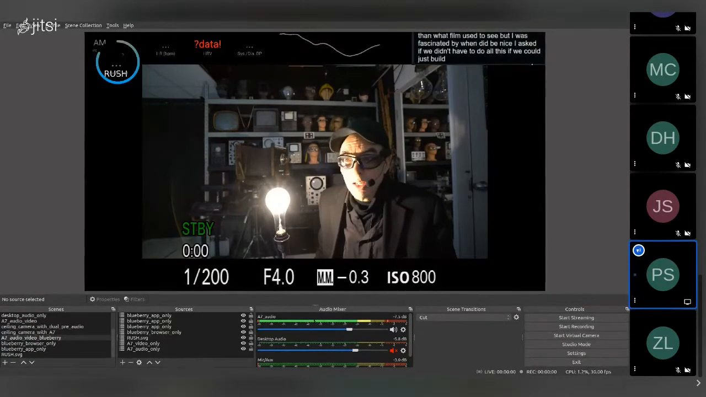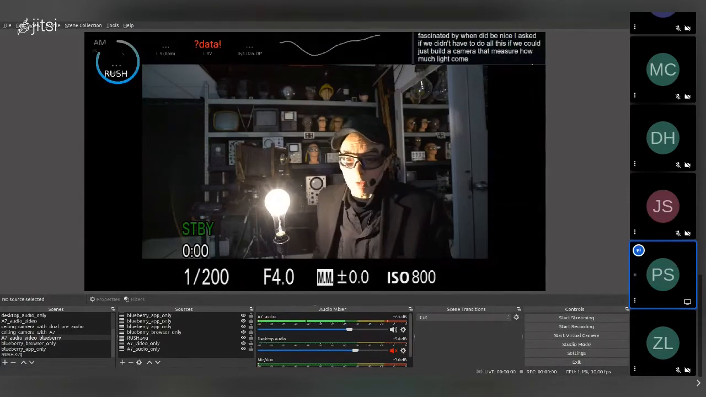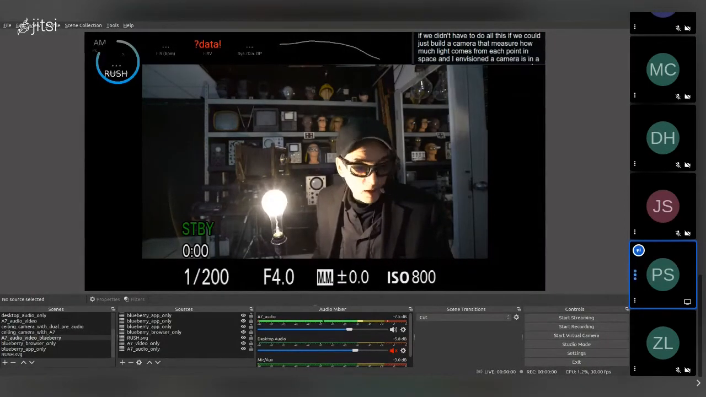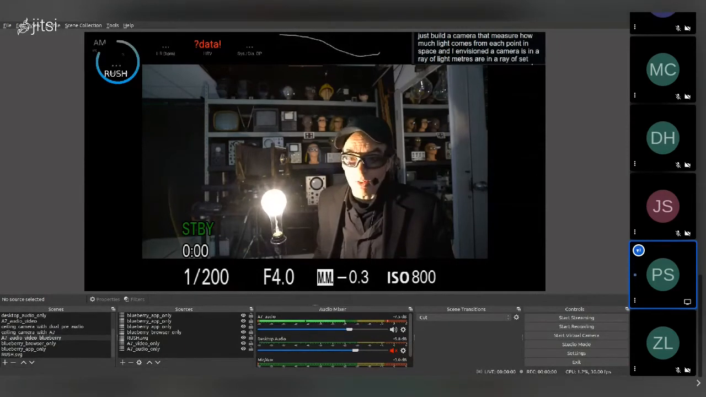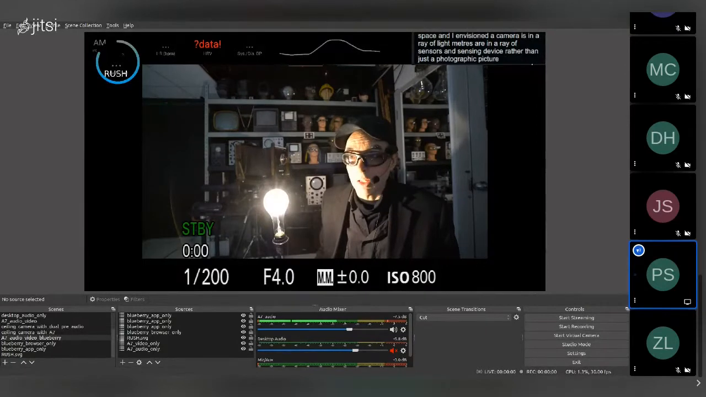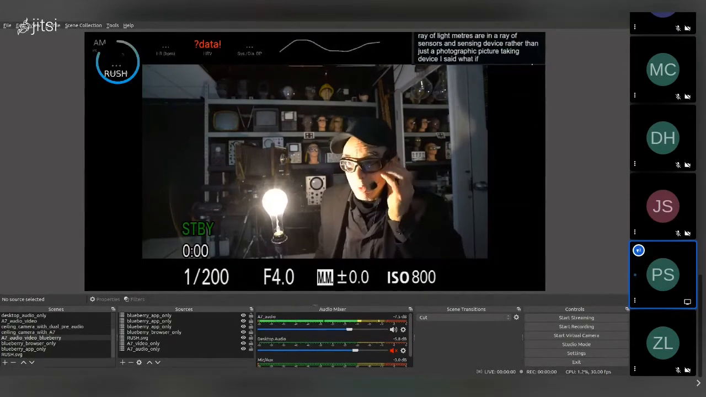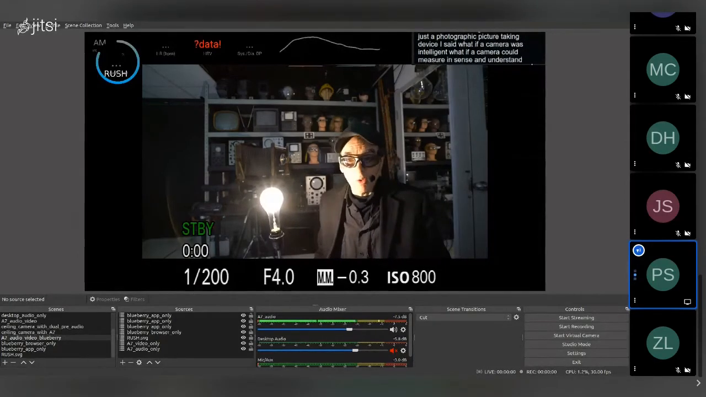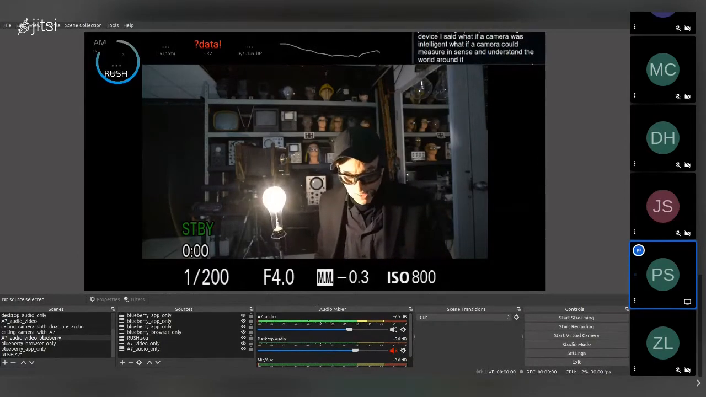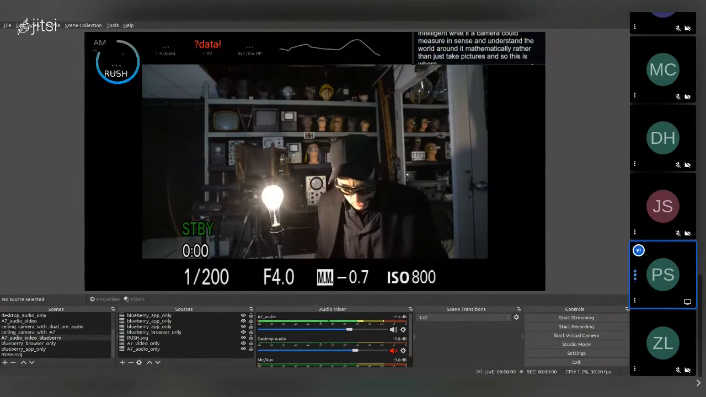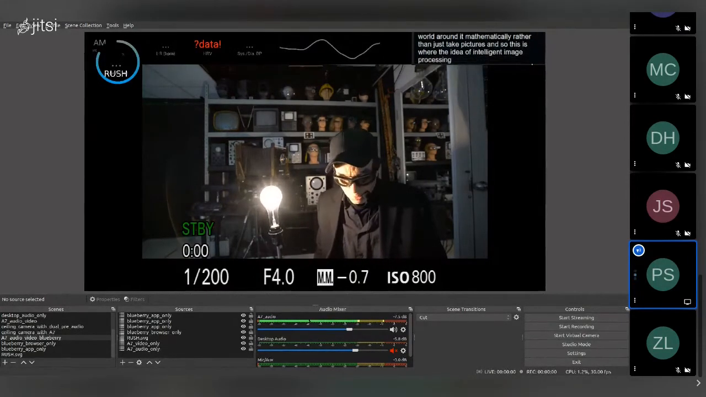if we could just build a camera that would measure how much light comes from each point in space. And I envisioned a camera as an array of light meters or an array of sensors, a sensing device rather than just a photographic picture taking device. I said, well, what if a camera was intelligent? What if a camera could measure and sense and understand the world around it mathematically rather than just take pictures? And so this is where the idea of intelligent image processing was born in my childhood.